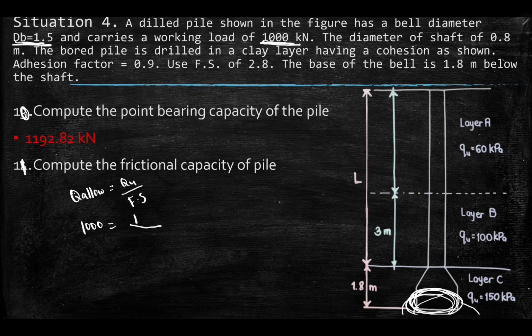Again, meron naman na tayong EB which is 1192.82. Ang kulang or hinahanap natin is QSF, di ba? So, ang Fs natin given naman na 2.8. Then, QSF, computing, ang makukuha natin dyan is 1607.177 kilonewton. So, that is our final answer for question number 11.